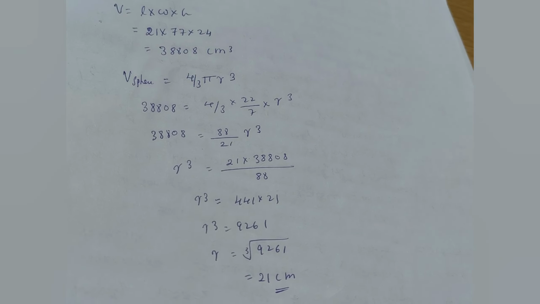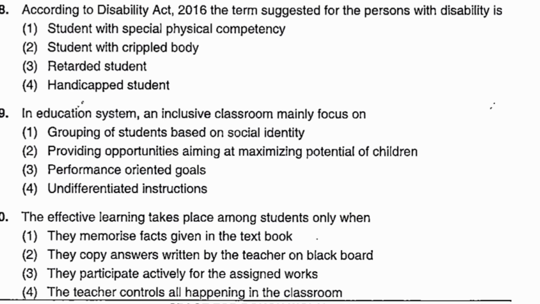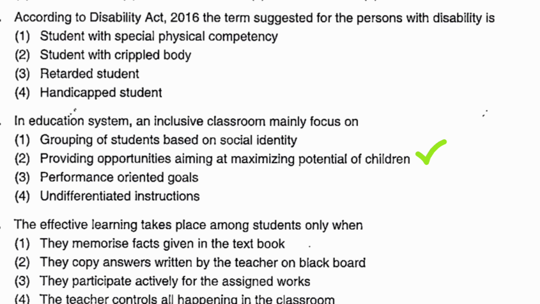Next one. According to the Disability Act 2016, the term suggested for the person with disability is? The answer is the student with special physical competency. Next question. In the education system, an inclusive classroom mainly focuses on? Answer is providing opportunities aiming at maximizing the potential of the children. Next one. Effective learning takes place among students only when they participate actively in the assigned work.